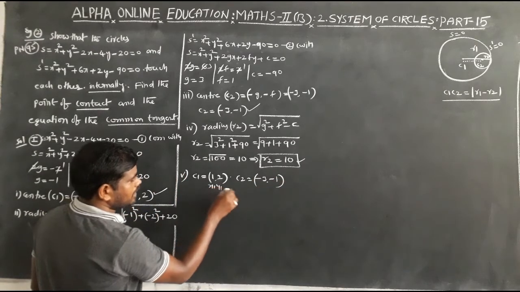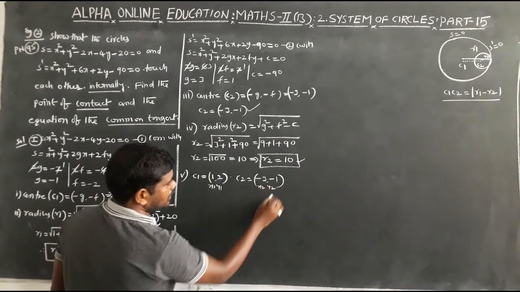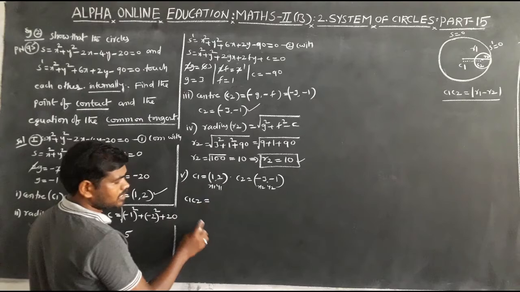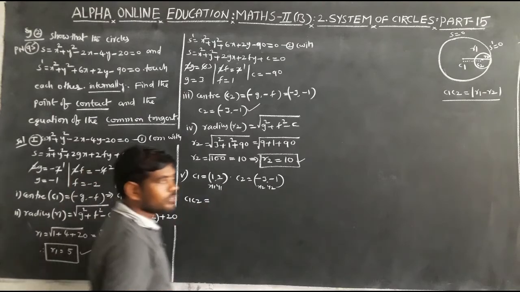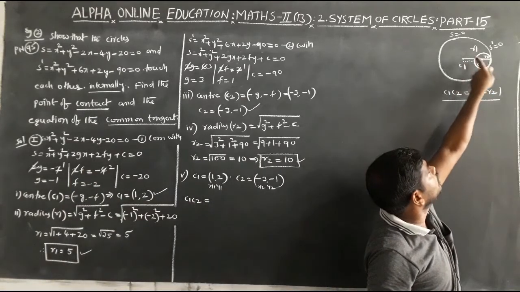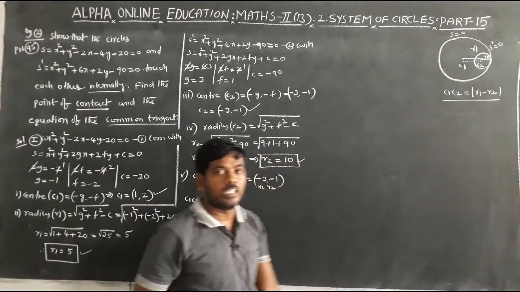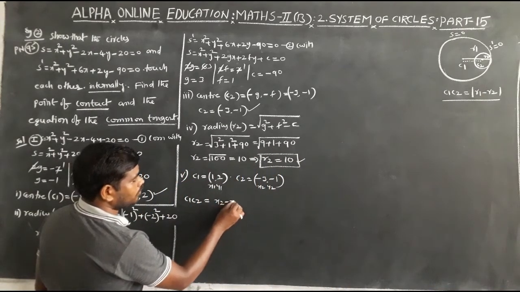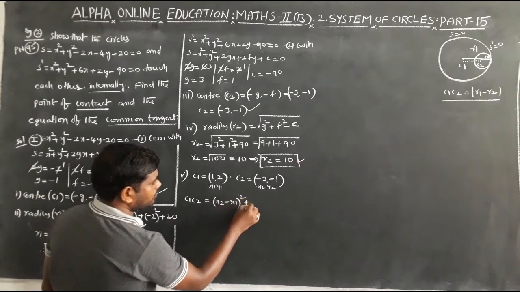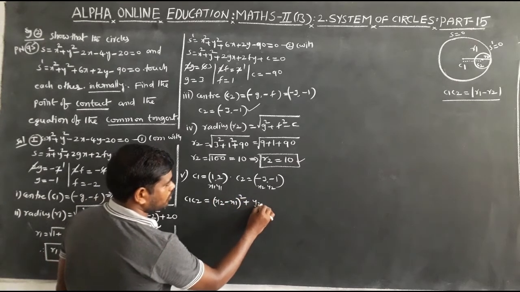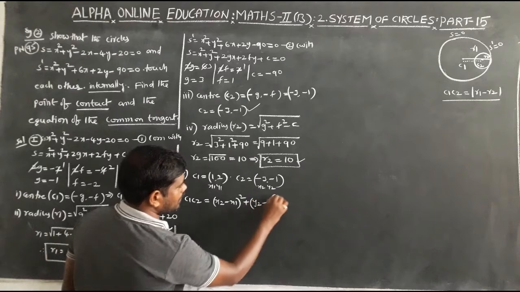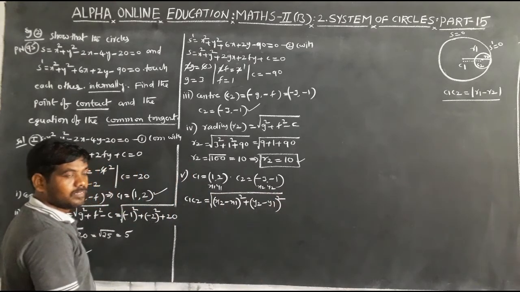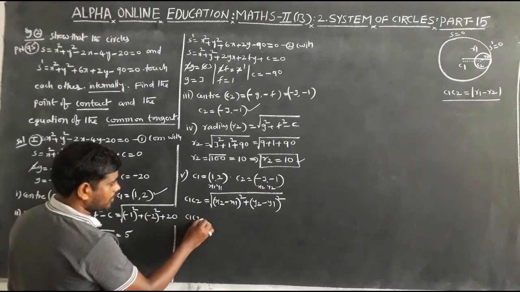Let C1 be (x1, y1) and C2 be (x2, y2). C1C2 means the distance between the two centers of the given two circles. The distance formula between two points is the square root of (x2 minus x1) whole squared plus (y2 minus y1) whole squared.